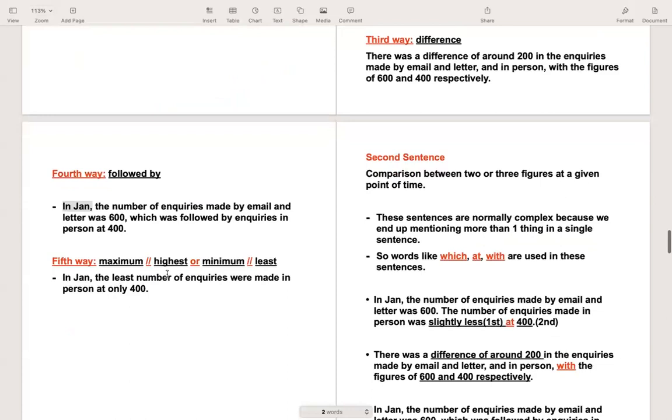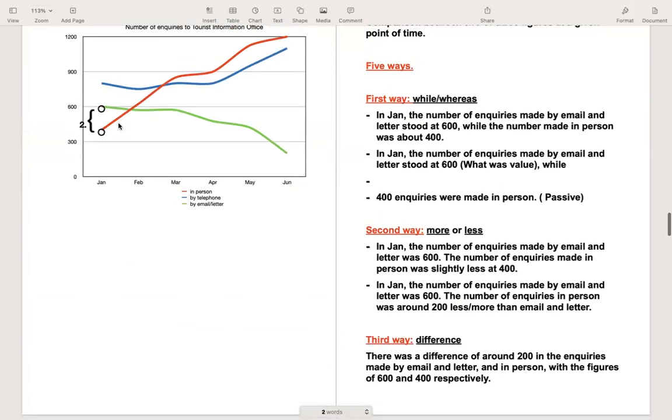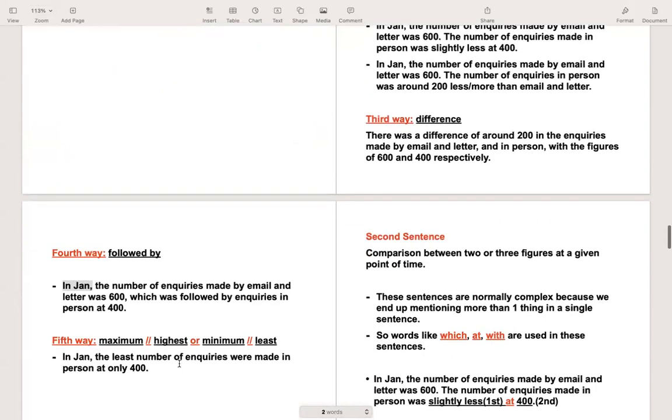Okay. The fifth way is when you talk about the maximum or the minimum. Here, red is what? Can you tell me in the first one? Minimum. I'm going to say red was the minimum. The least number of inquiries were made in person at only 400. And then you're going to give the data at only 400.